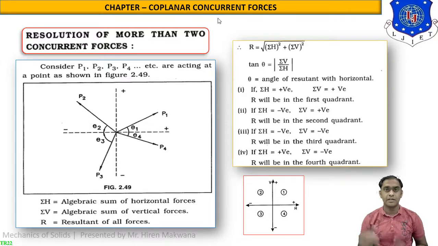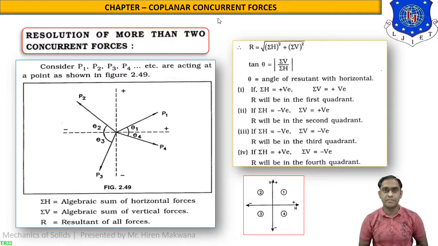But in practical situations, a number of point loads intersect at a single point, meaning a number of loads are concurrent at a single point. Then it is difficult to find the resultant with the help of the law of parallelogram of forces. So in this condition, when lots of forces are applied on a single point, we have to change the method.